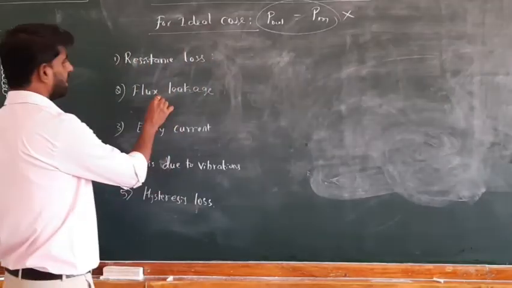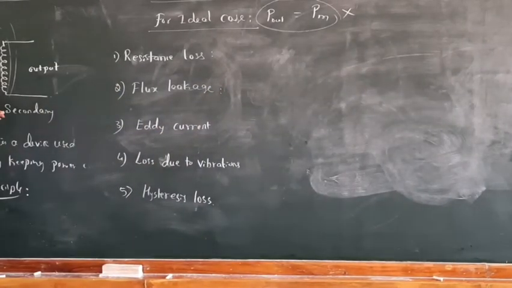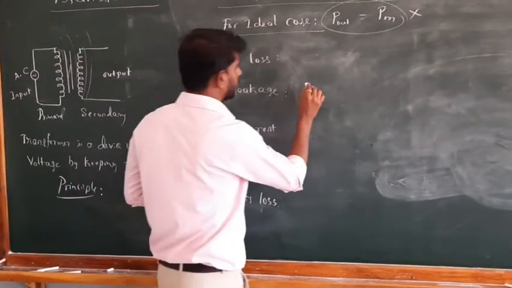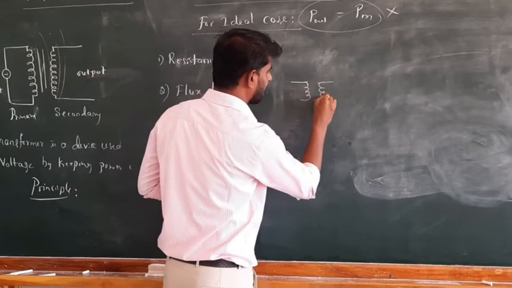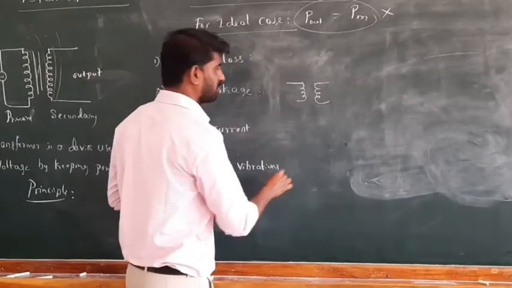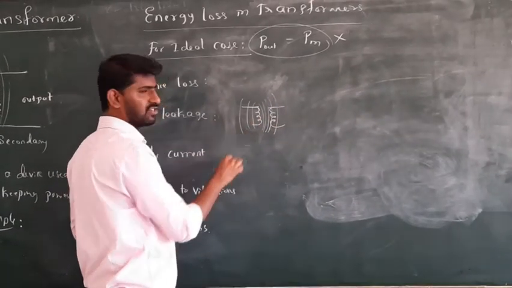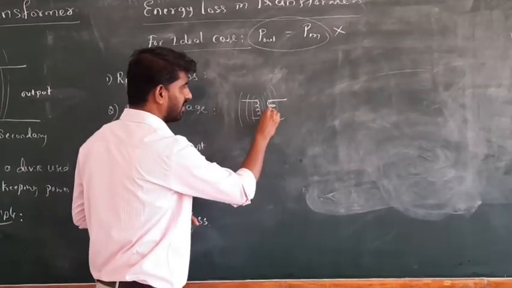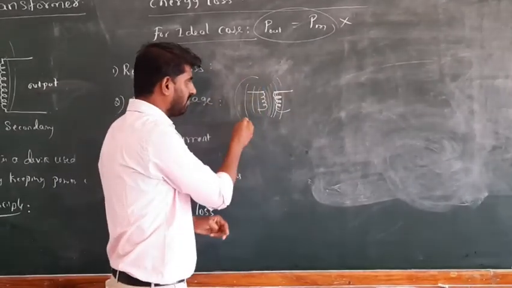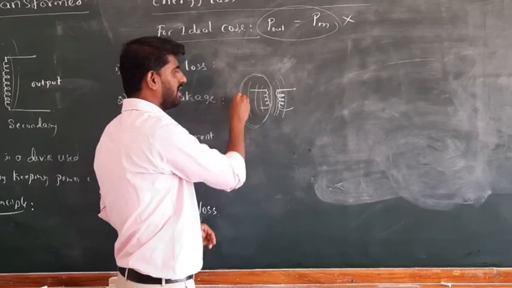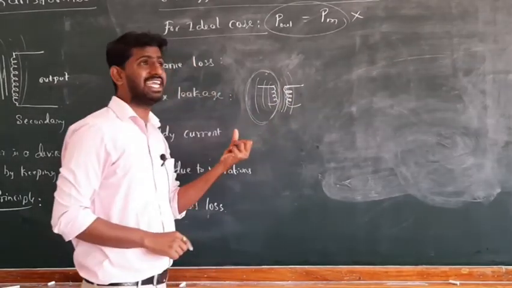Okay, and the next one is flux leakage. You can see this diagram, or I'll draw here. There is a primary coil and there is the secondary coil. When the flux is produced, it is produced in this direction as well as in this direction, but the flux linked with this coil is only a part and the remaining part is here. So this much of the energy is lost. That's why we call it leakage of flux.